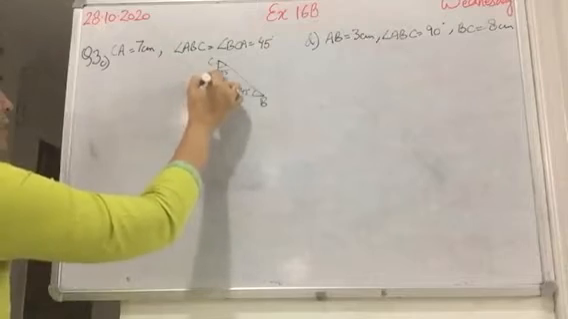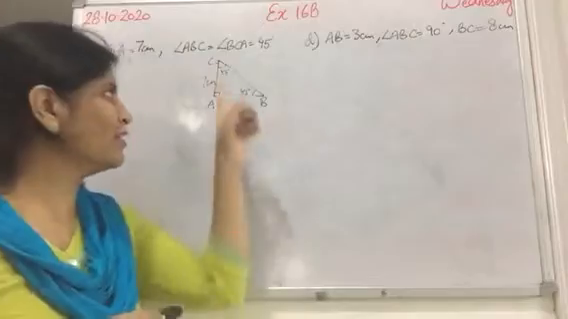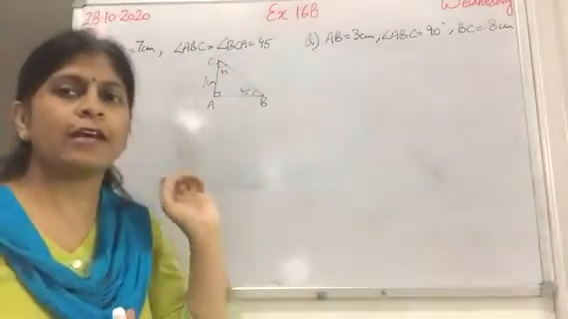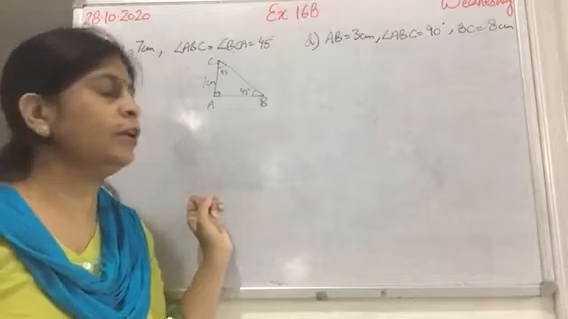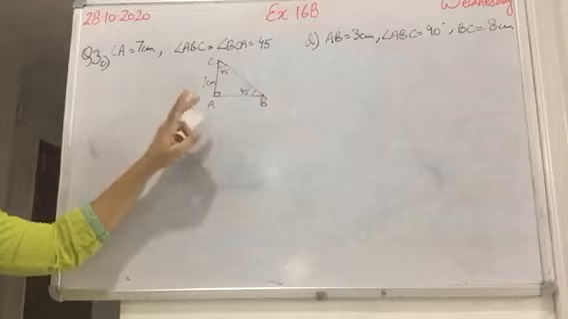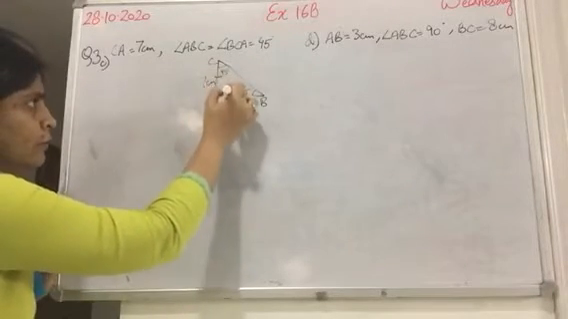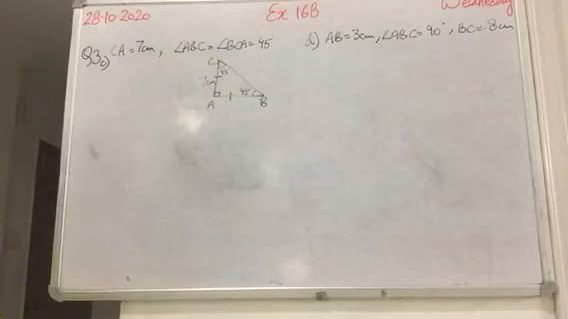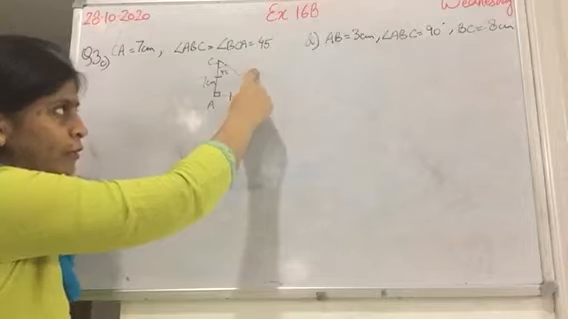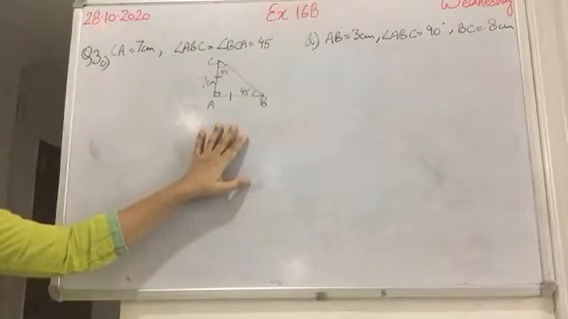Students, when two angles are the same, this is an isosceles triangle, and in an isosceles triangle two sides are equal, and these two are equal. Why are these two equal? Because the angles formed opposite those sides are equal. So it is an isosceles right angle triangle.